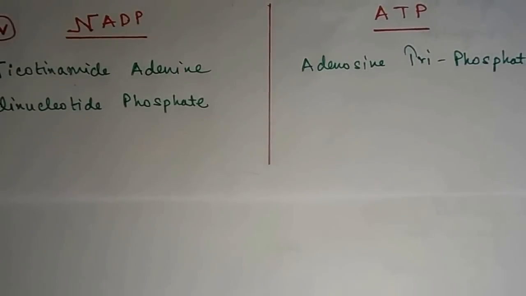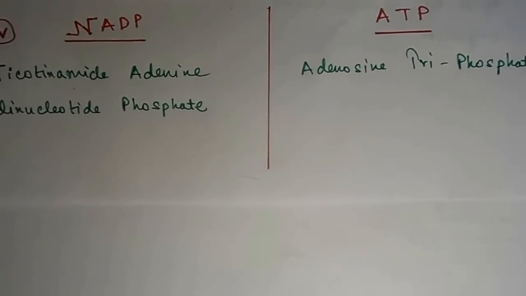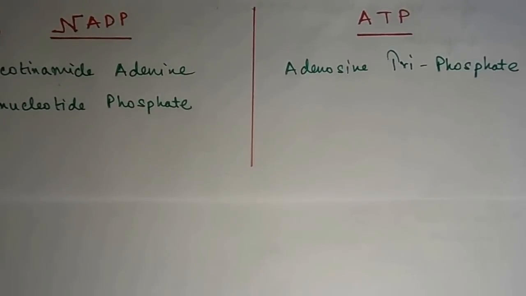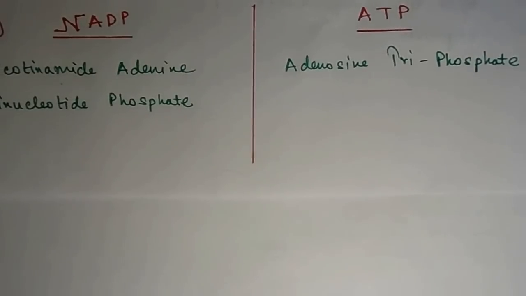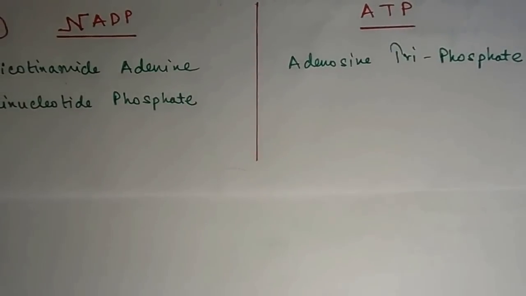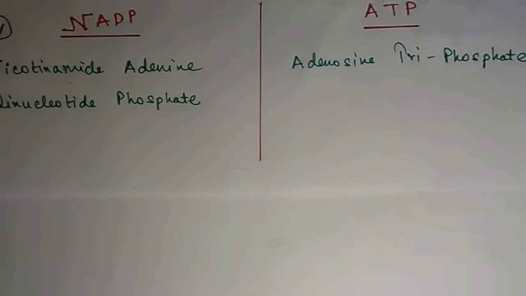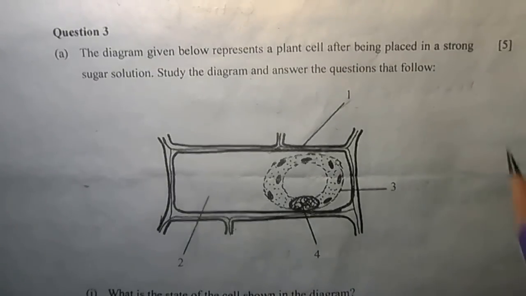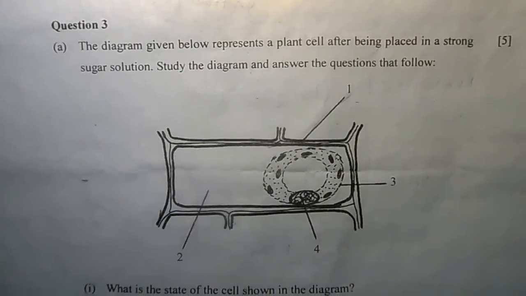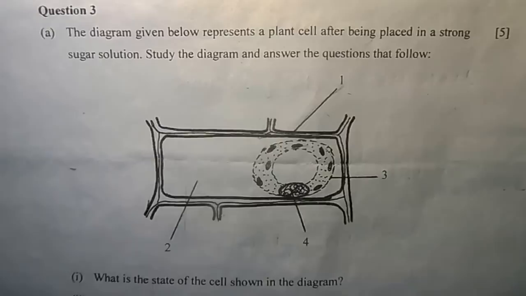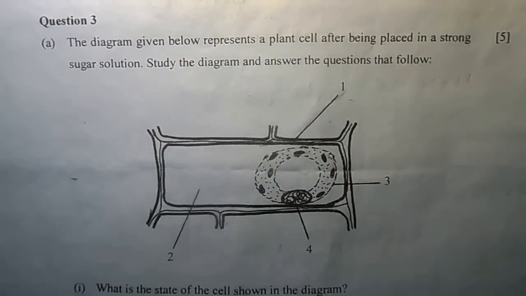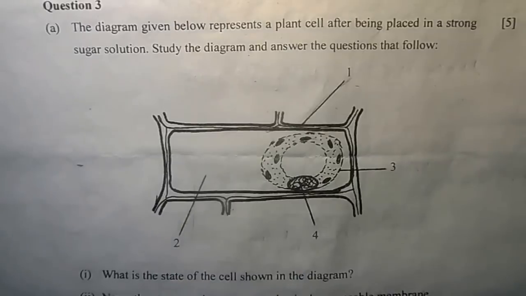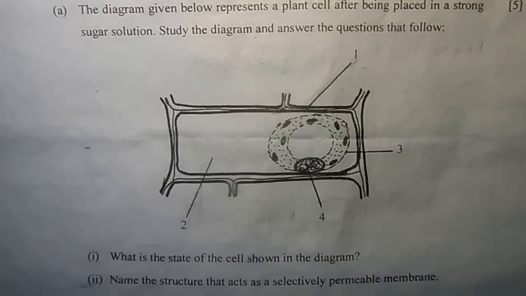Number 5 is NADP and ATP on the basis of expansion of abbreviation. NADP is nicotinamide adenine dinucleotide phosphate and ATP is adenosine triphosphate. In question 3, you have been given a plant cell which has been kept in a strong sugar solution. That is, it will act as a hypertonic solution. So the answer to number 1, what is the state of the cell shown in the diagram, will be the plasmolyzed cell.